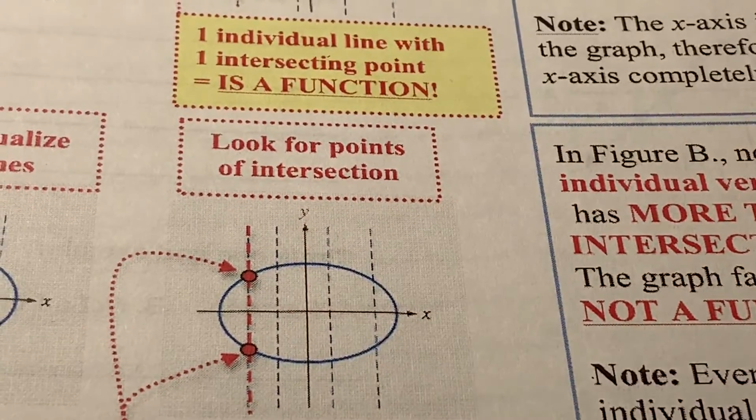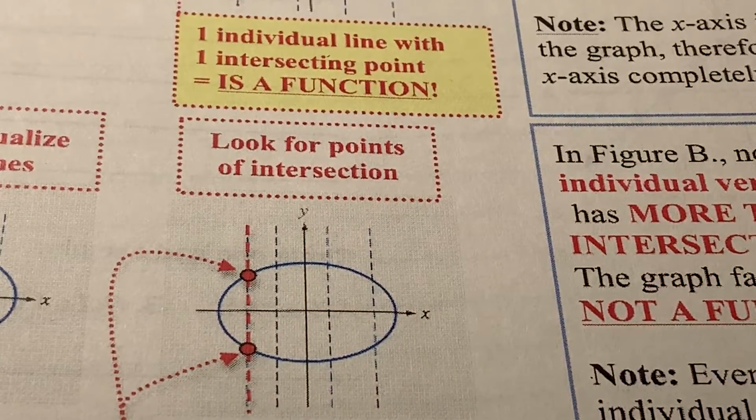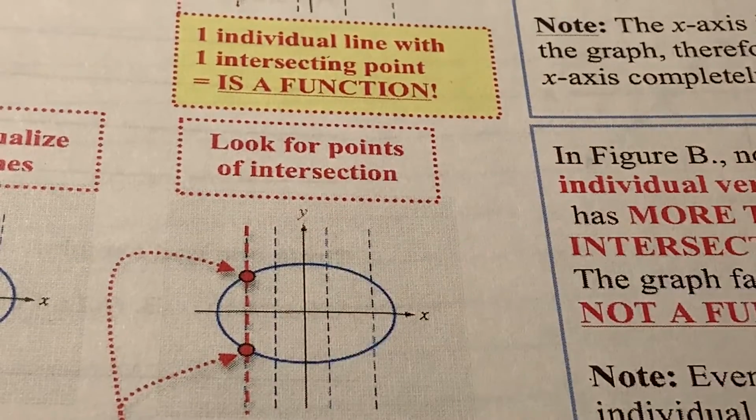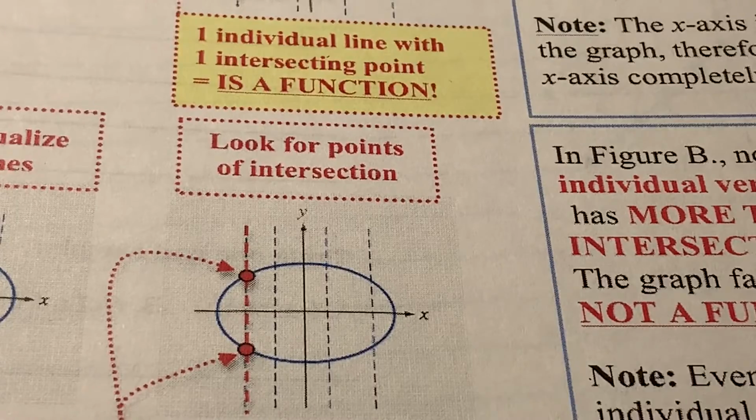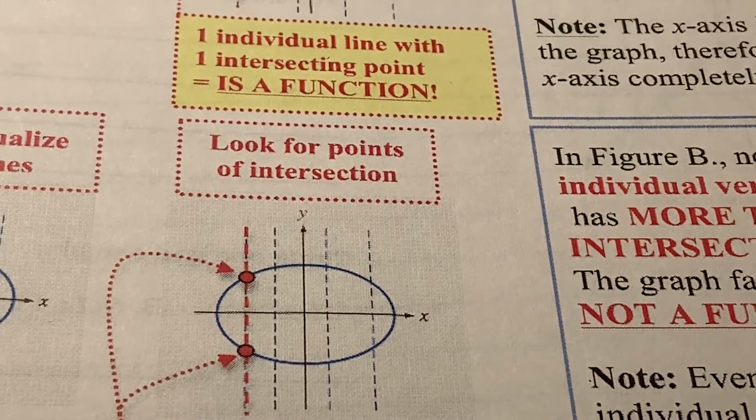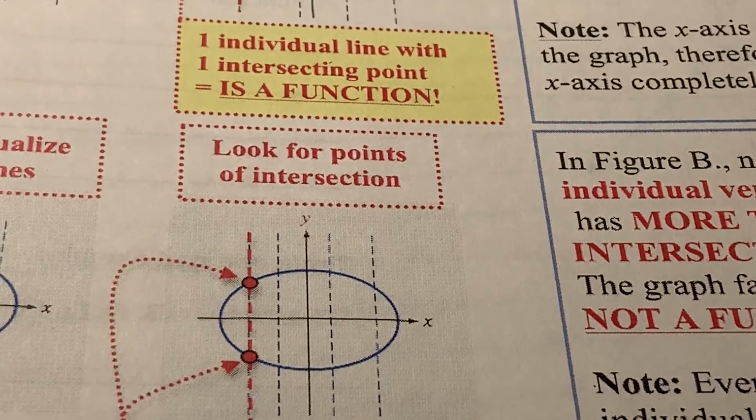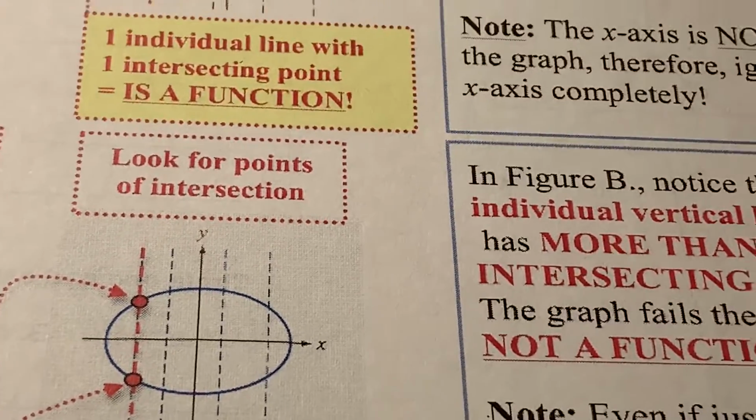So what I'm saying is I don't need four vertical lines with two or more intersecting points. I just need one. As long as I can find even one vertical line with two intersecting points, it is not a function. It's that simple, guys. All right? Okay, so folks, that is that.